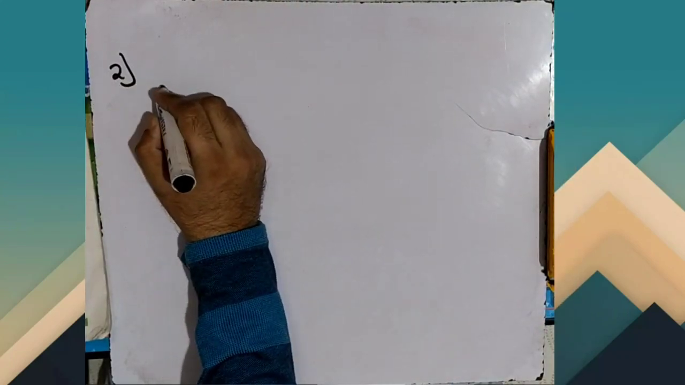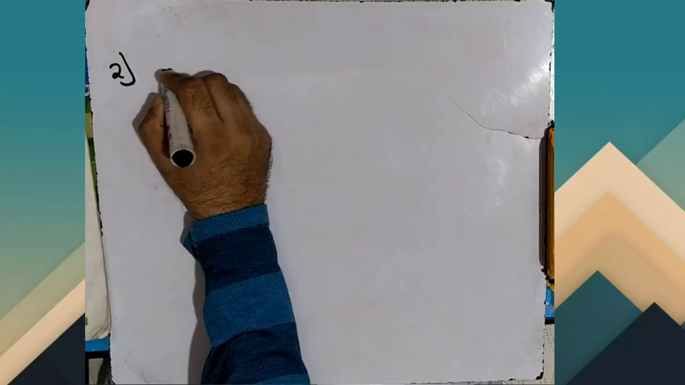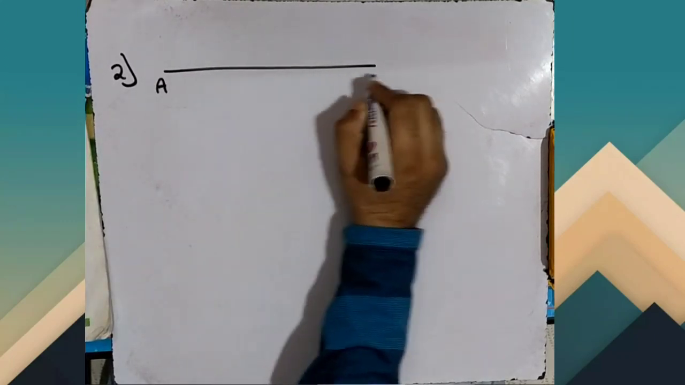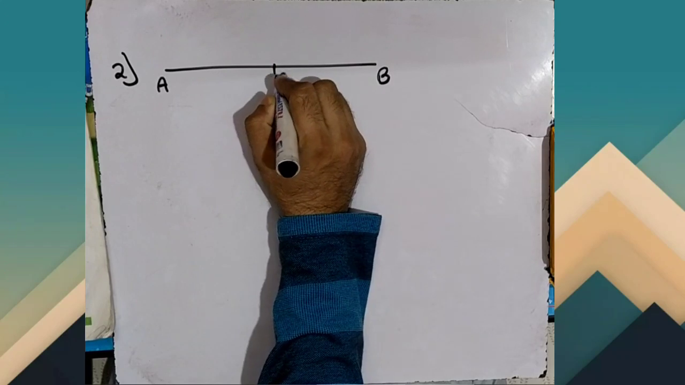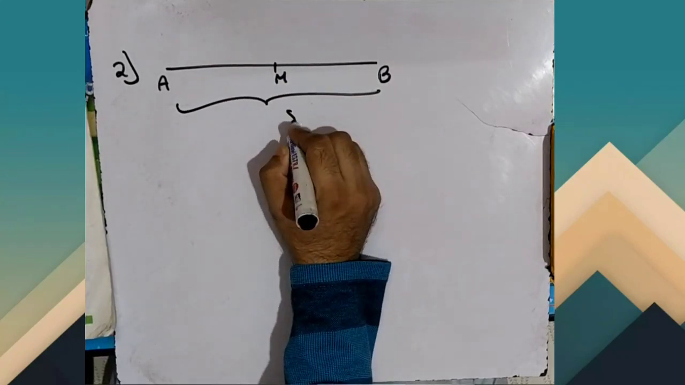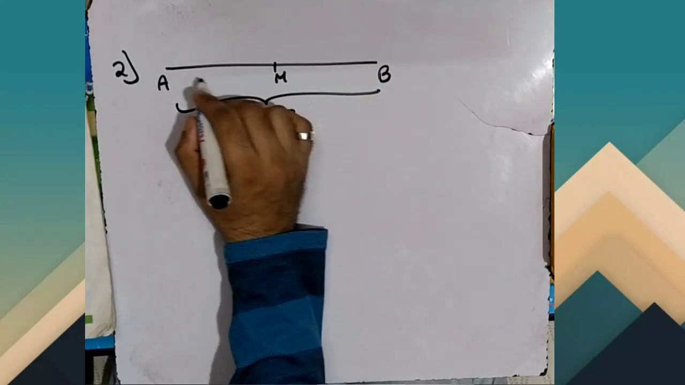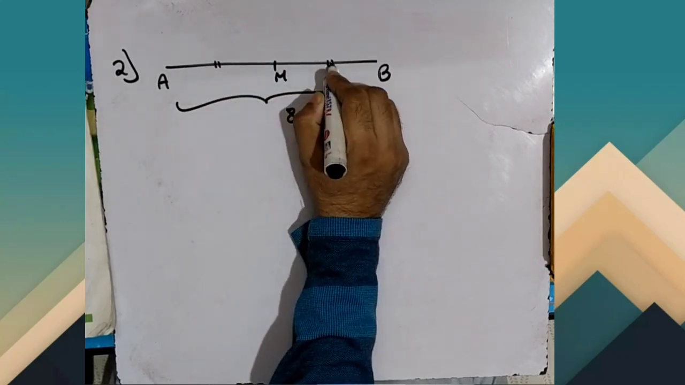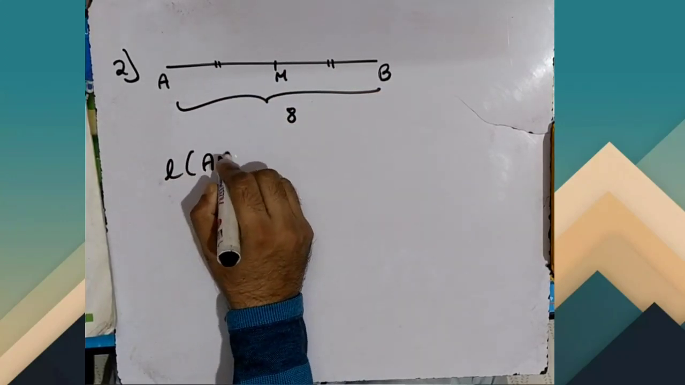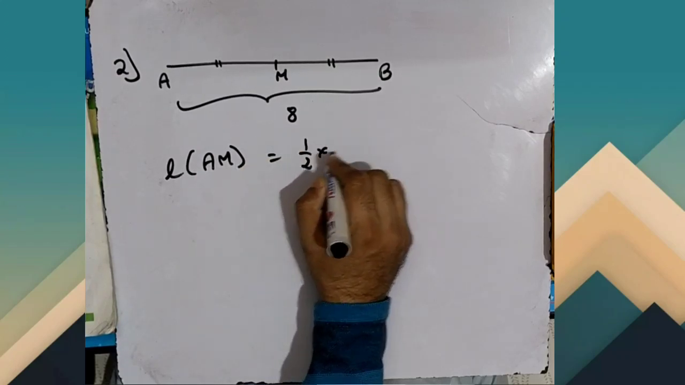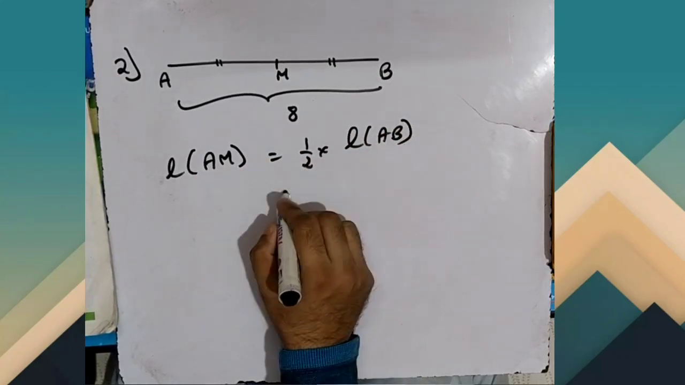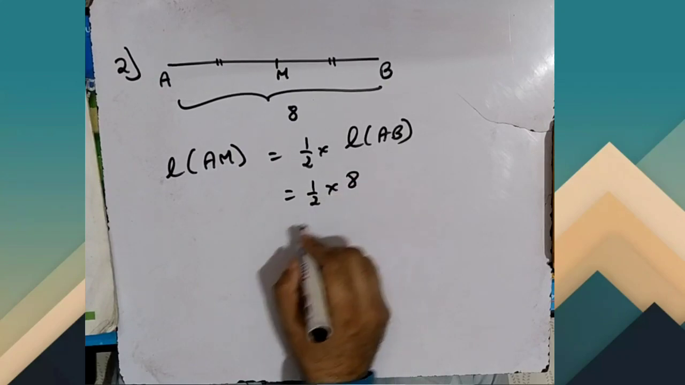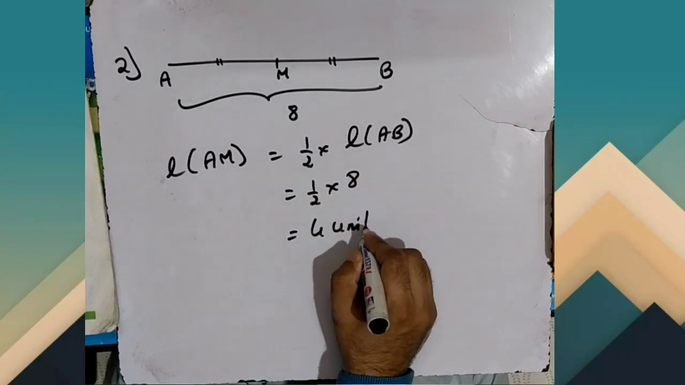In the second sum, it is given point M is the midpoint of segment AB. Length AB is given 8 units and we have to find out length AM. M is the midpoint of AB. Therefore, length AM is equal to half into length AB. So half into 8 will become 4 units.